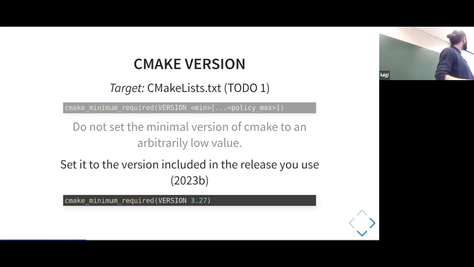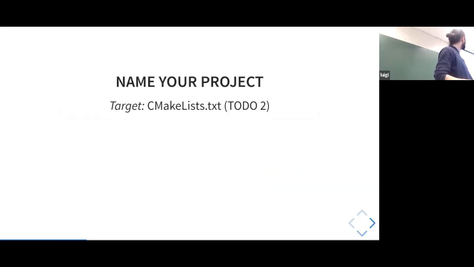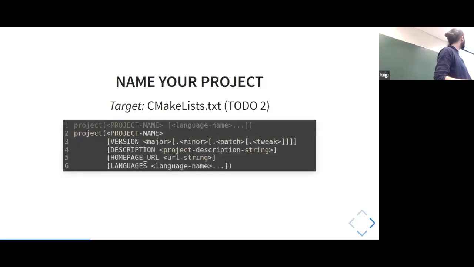This is the version we use, so it's 3.7. Now, the next step is to name your project. Every project needs to have a name. This horrible thing here is actually what you will see if you go on the documentation. Actually, quite horrible. It's not very nice. But if you go on the documentation, you will see this kind of thing.